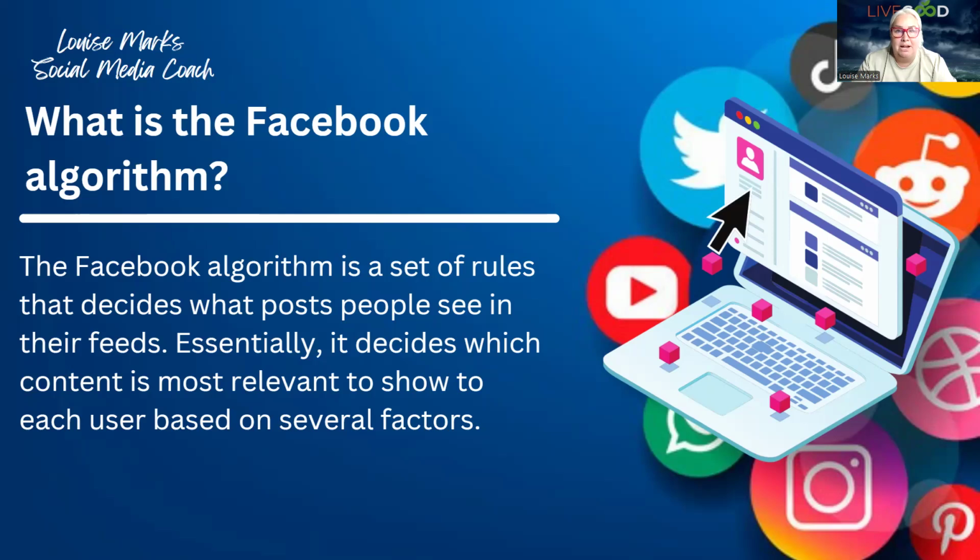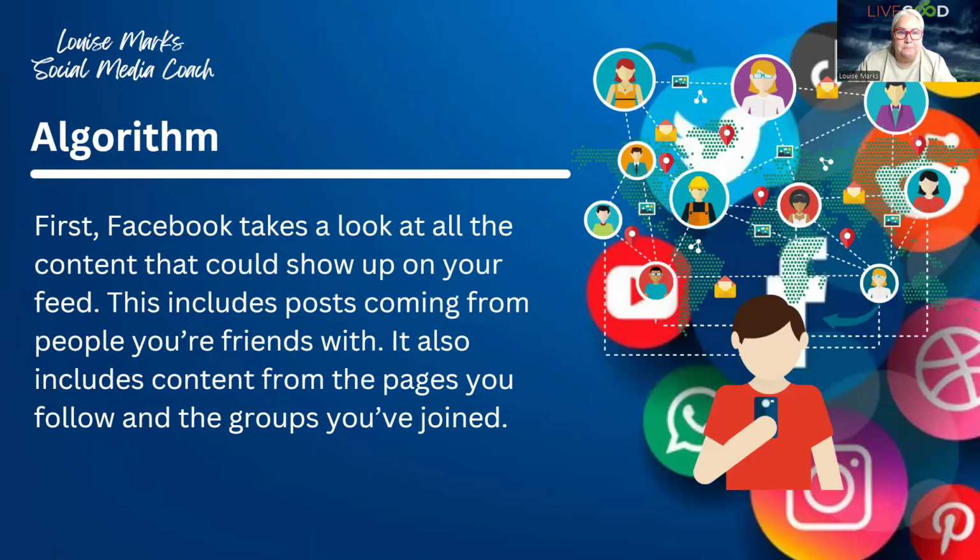It is about building relationships. If you meet people face to face and you have a conversation, that's what it's like online. Facebook wants to know that people are building genuine relationships. So it will decide what content is most relevant to show to each other on several different factors. What Facebook will do is take a look at all the content that could show up on your feed. This includes posts coming from people you're friends with. It can also include content from the pages that you're following and the groups that you've joined.